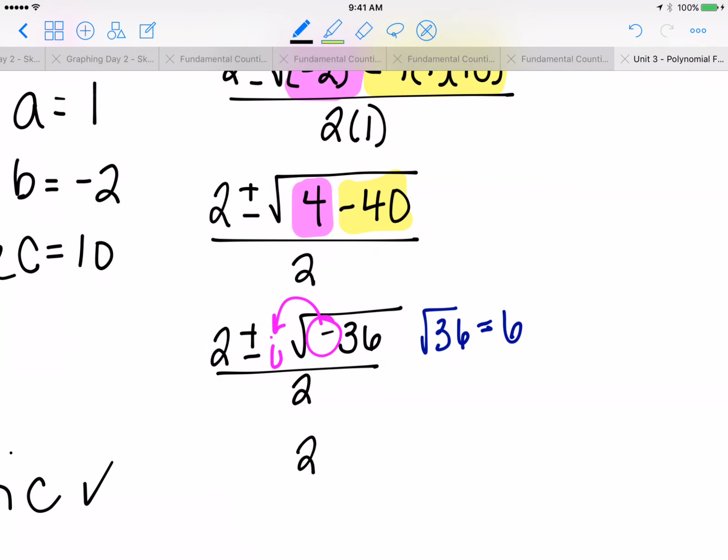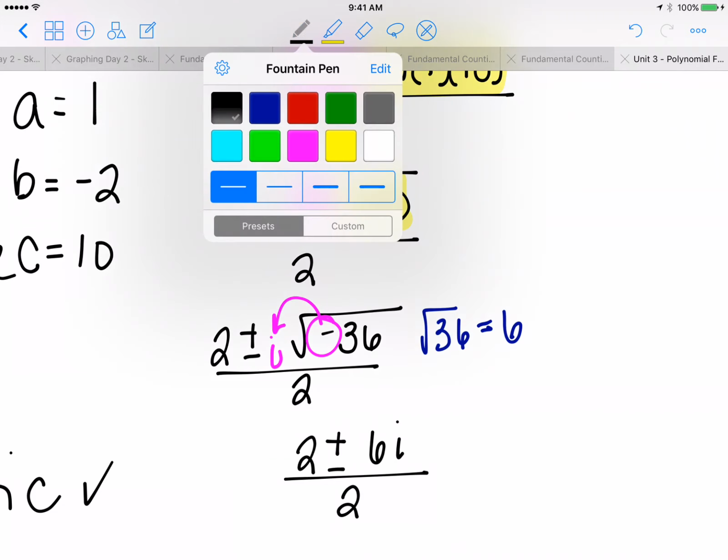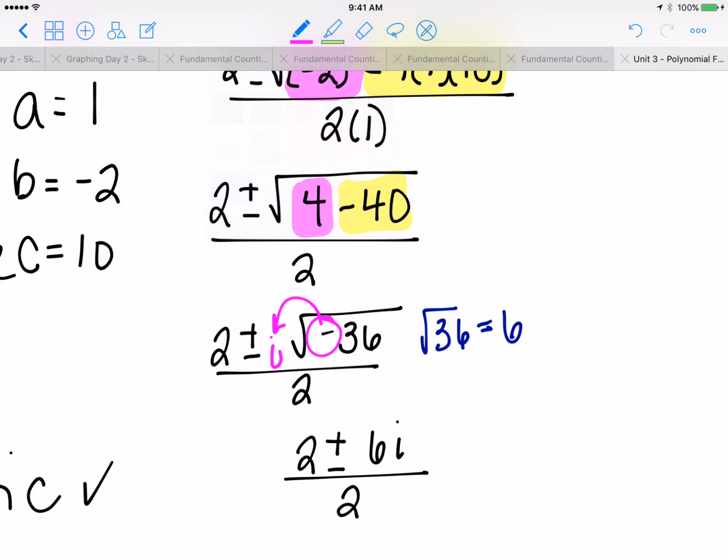So we can get 2 plus or minus 6i all over 2. Now, remember, you have to simplify completely. So take these and ask yourself, what can we divide all three of those numbers by? Well, 2. Hopefully you said 2. And so 2 divided by 2 is 1. So you must have that 1 there. Plus or minus 6 divided by 2 is 3i all over 2.